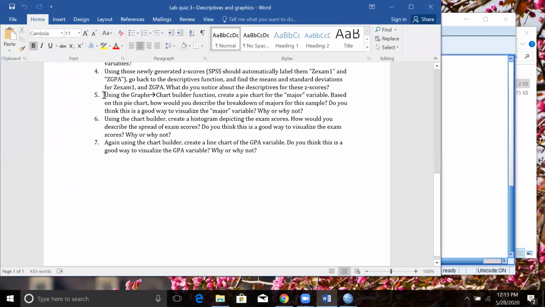All right, so let's move on to question 5. Using the Graphs Chart Builder function, create a pie chart for major. Based on this pie chart, how would you describe the breakdown of majors for this sample? Do you think this is a good way to visualize the major variable? Why or why not?